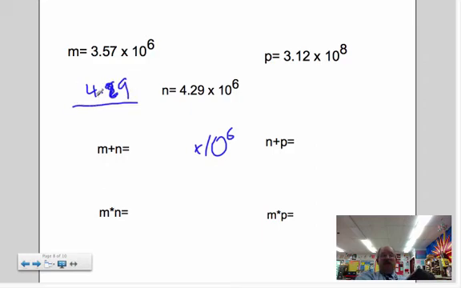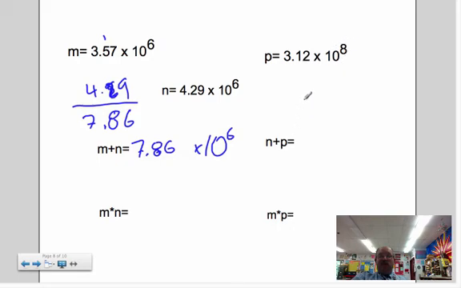Then I would just need to add up the two outside numbers, 3.57 plus 4.29. 7 plus 9 is 16, 1 to carry, that's 8. And 3 and 4, we didn't need to carry anything, it's 7. So this would become 7.86 times 10 to the 6th power if I add those two numbers together. And since we started with a rational number and added another rational number to it, we ended up with a third rational number.